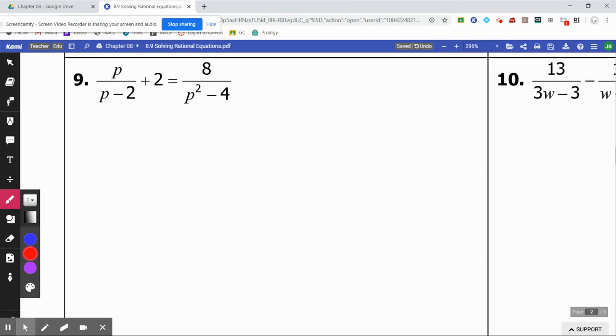You want to factor these before you start multiplying by common denominators. So the p minus 2 is already in factored form, so I'm going to put it in parentheses, plus 2 over 1. Make sure you write it as a fraction just to remind yourself. The 8 over p squared minus 4, that's difference of squares. Difference of squares will always factor into conjugates. So you have plus, minus, p times itself, and 2 times itself.